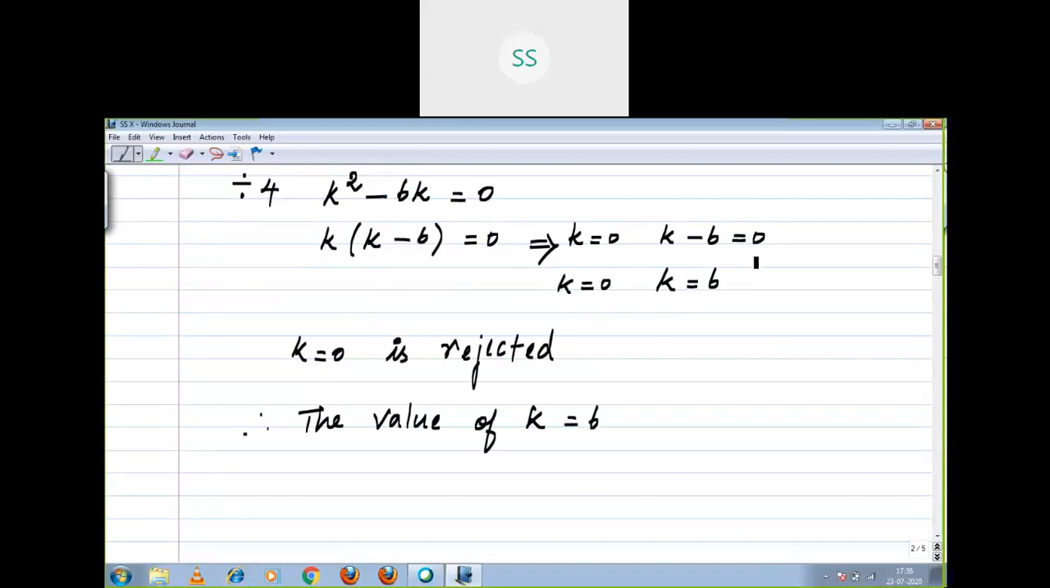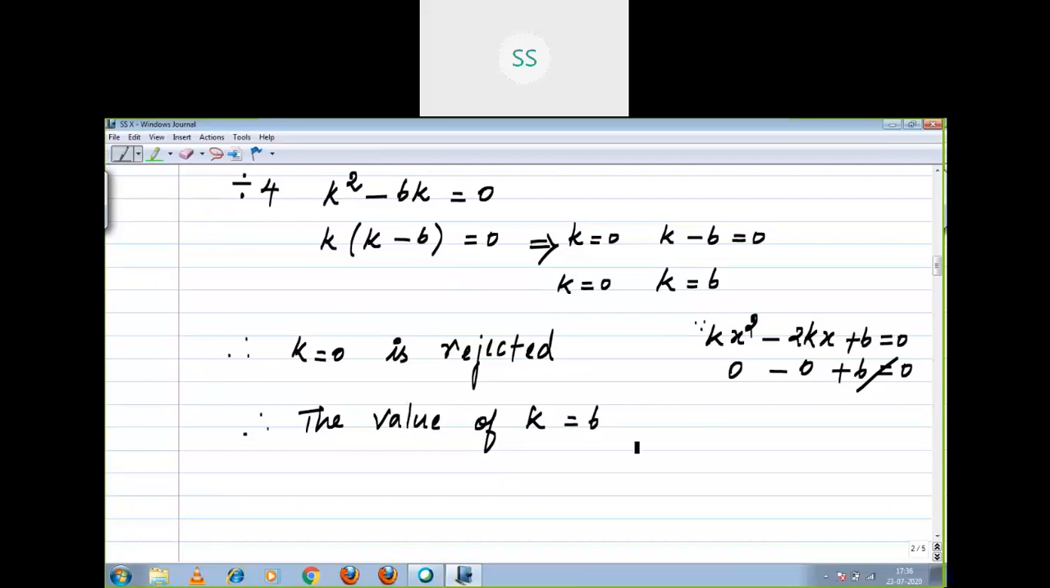If you want, I will explain here. What you arrived, you see, kx square minus 2kx plus 6 equal to 0. If you substitute k equal to 0, what you will get here? 0 minus 0 plus 6 equal to 0. It contradicts, right? So you are rejecting it, for your understanding purpose. 6 not equal to 0, therefore k equal to 0 is rejected.